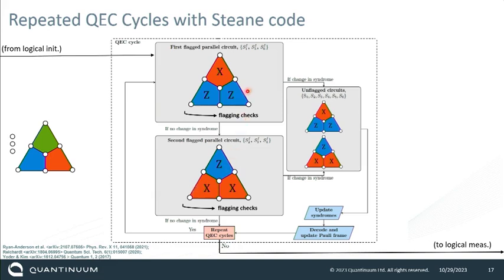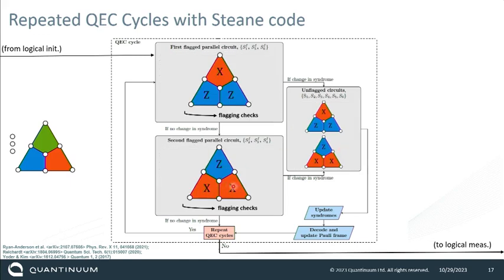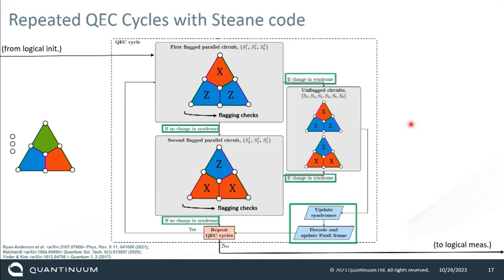If they aren't trivial, then I'm going to move over here and measure all of the checks using these unflagged circuits. And these unflagged circuits might look familiar. They're kind of the normal way of measuring a weight 4 stabilizer. Similarly, if I detect nothing, then that means I have not seen any errors, and so there is nothing to decode, and I can exit this QEC cycle and choose to repeat it or not. Or if I detect something here, I can again move to these unflagged checks. Once I have my syndrome information, I'm going to send it to our logical lookup table.